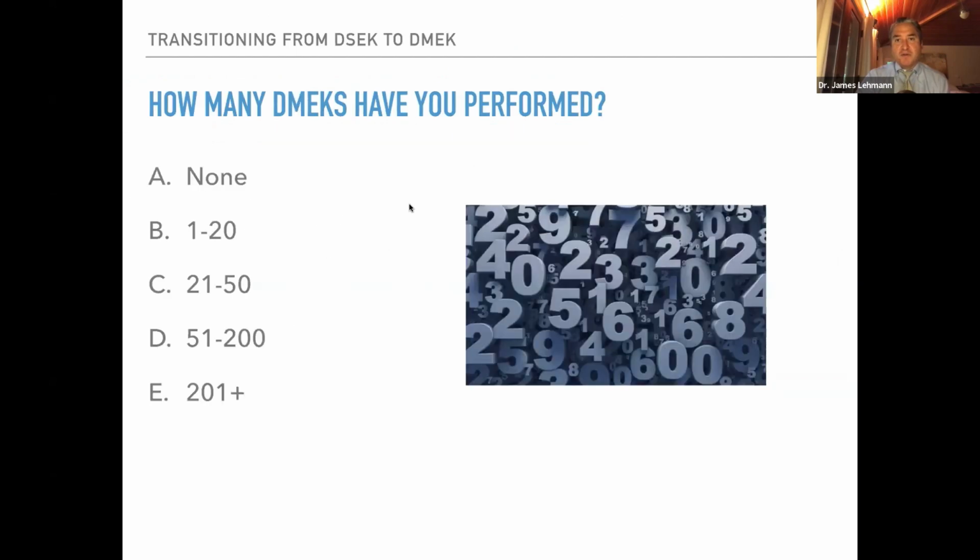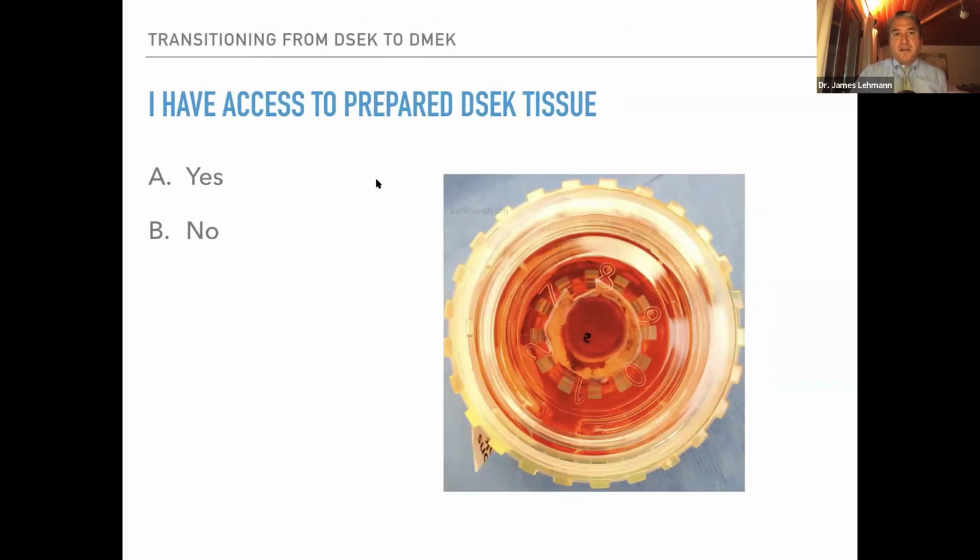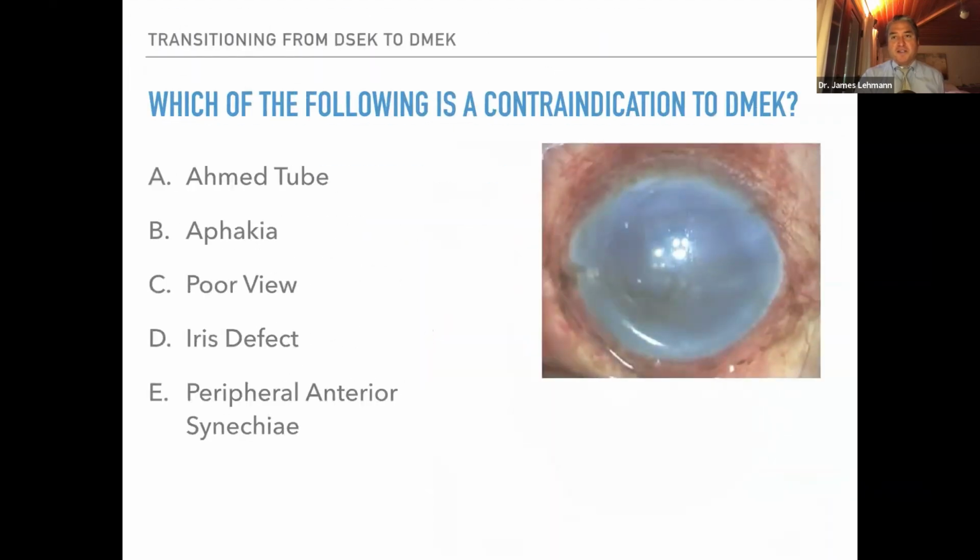How many DMEKs have you performed? All right. The next one would be, I have access to prepared DSEK tissue. So this would be that your eye bank is able to prepare DSEK tissue for you to use, or do you have to harvest the tissue and prepare it yourself? Okay, well, most of you have an eye bank that gives you that, so that's good to know. The last one is, my eye bank would give me prepared DMEK tissue. Okay, about 50-50.